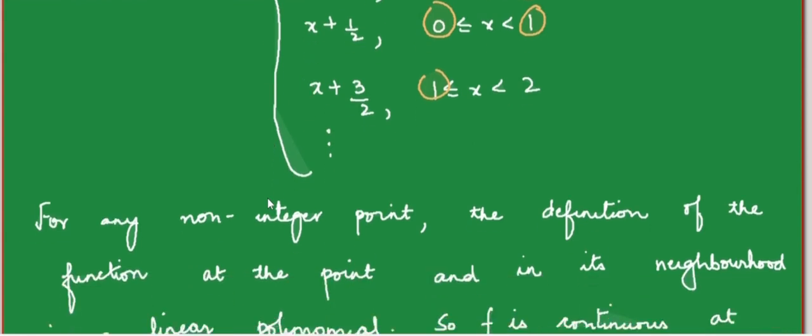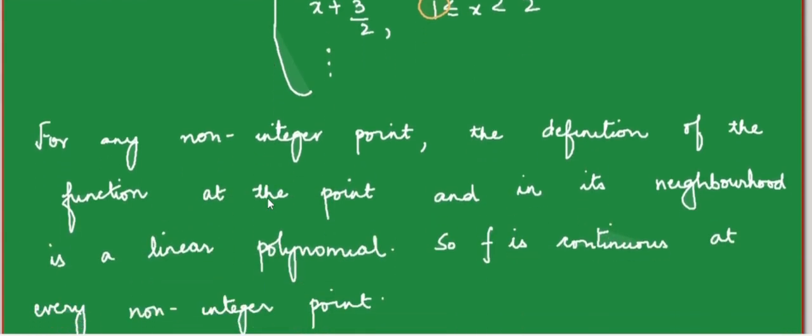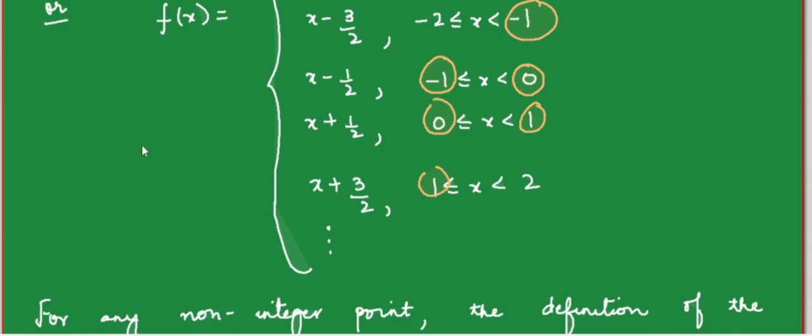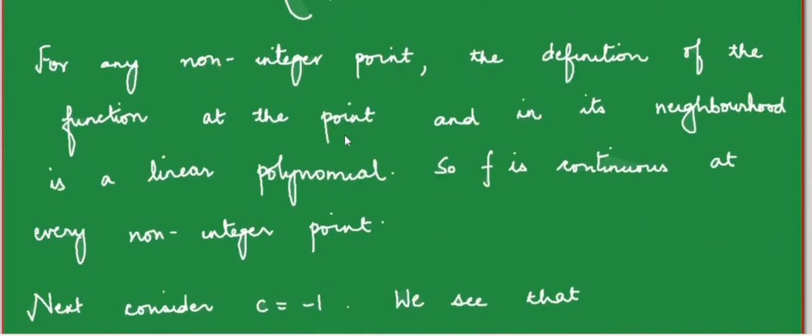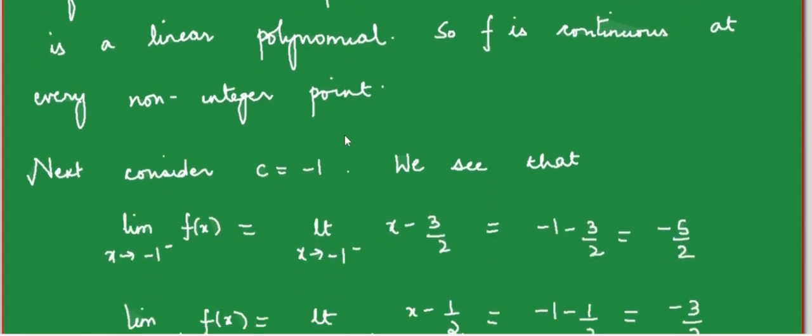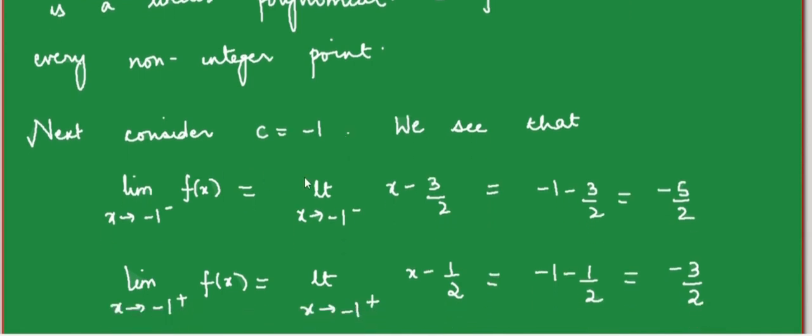For every non-integer point, the definition is just a linear polynomial. So being a linear polynomial, it's continuous, so the function is continuous at every non-integer point. But at integers, there's a break happening in the definition. So let's take a sample integer, let's take that integer to be -1.